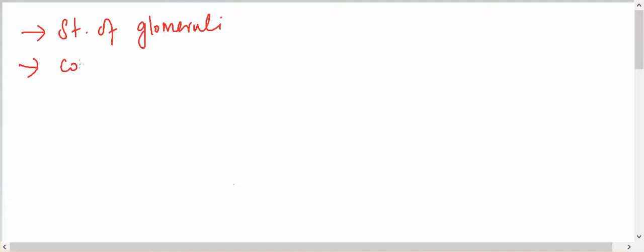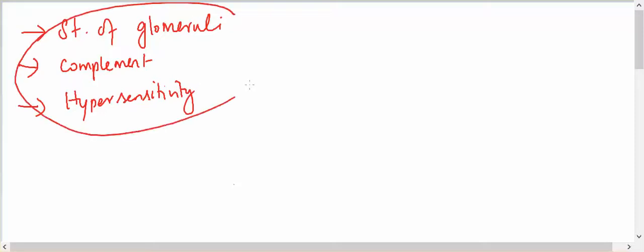So far we discussed the structures of glomeruli, and we discussed complement, and we also discussed hypersensitivity reactions. Okay, so with this basics we are going to see about the glomerular diseases.